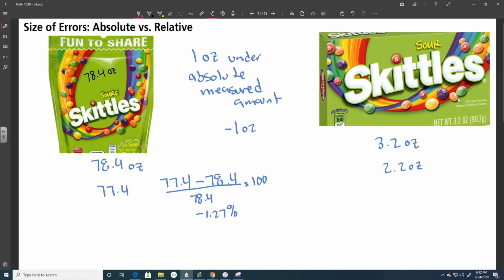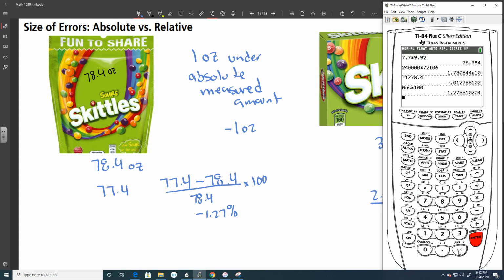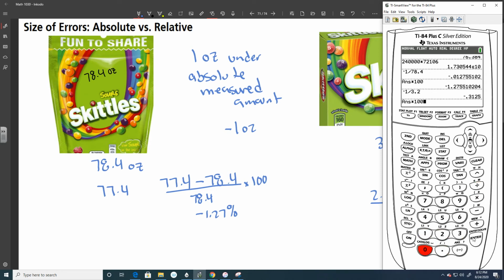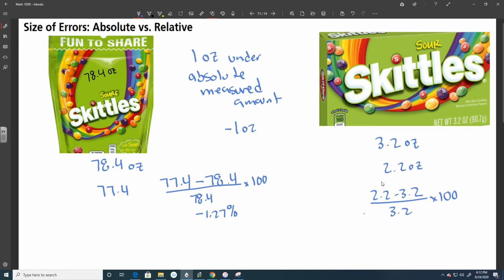But if you do the same thing with this Skittles box, if I take 2.2 minus 3.2, divide it by what I'm supposed to be getting, and times it by 100, all of a sudden that becomes a lot more significant. I get that -1 that I divide by 3.2, and then when I times it by 100, my percentage of error is -31.25%.